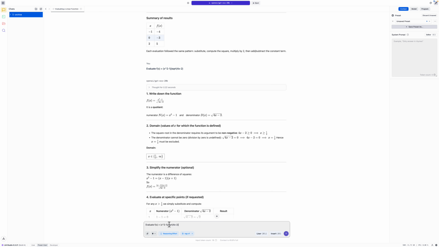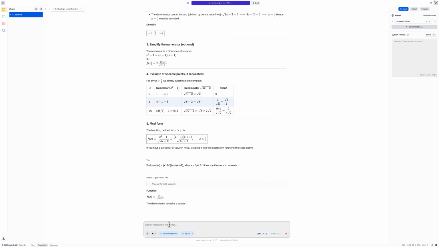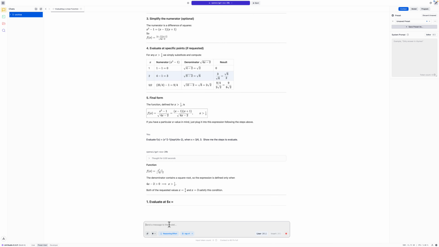totally forgot. When x equals 3 over 4 and 3, show me the steps to evaluate. Okay. Function, that looks correct.